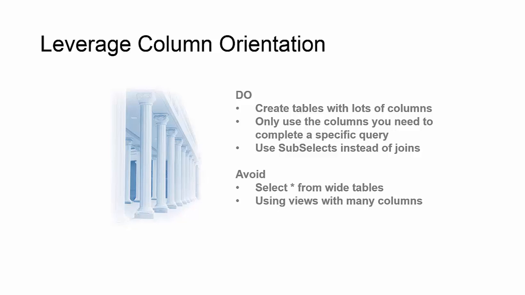Overall then, how do we improve performance and utilize the Infobright technology to get good performance? We create tables with lots of columns, but we only use the columns that we absolutely need within the queries. We try to use subselects instead of joins. And we avoid doing select stars on wide tables or using views with many columns from different tables.